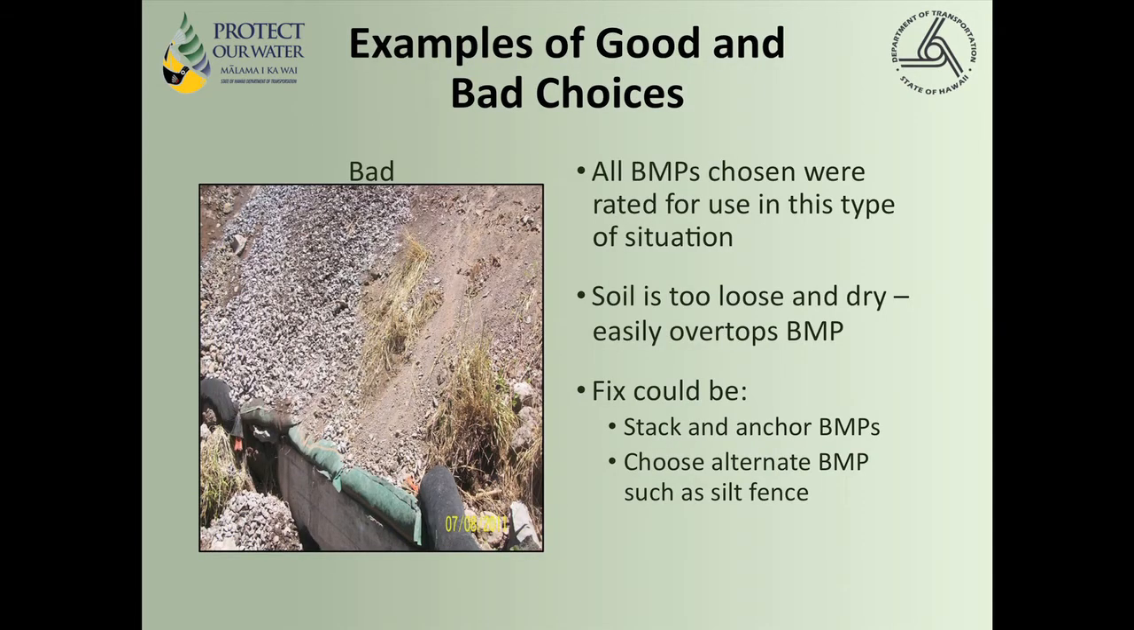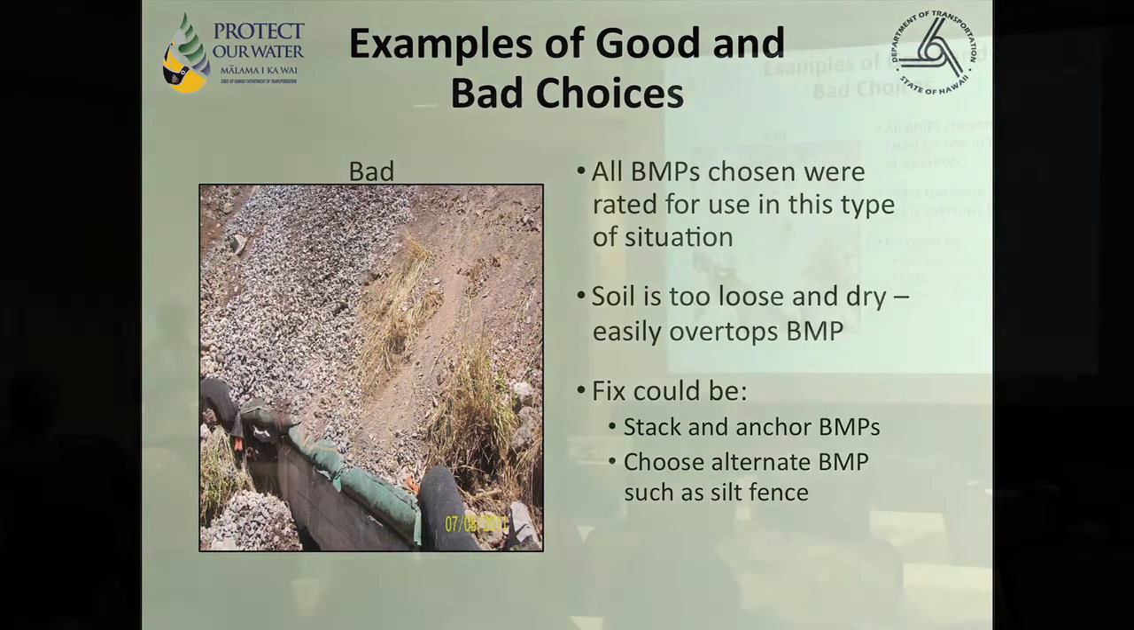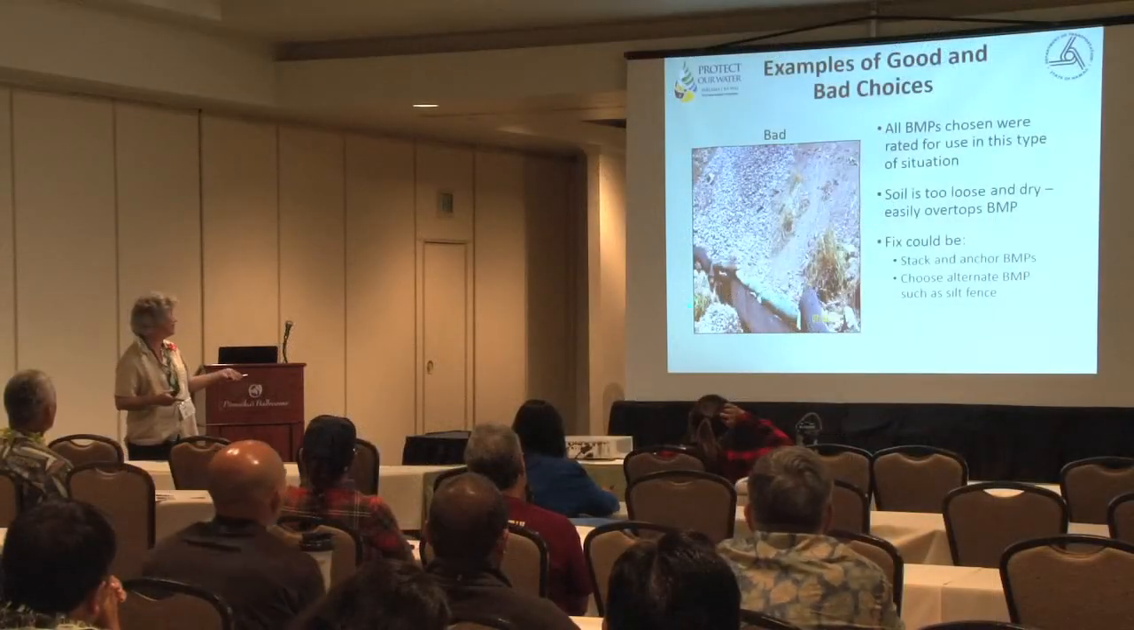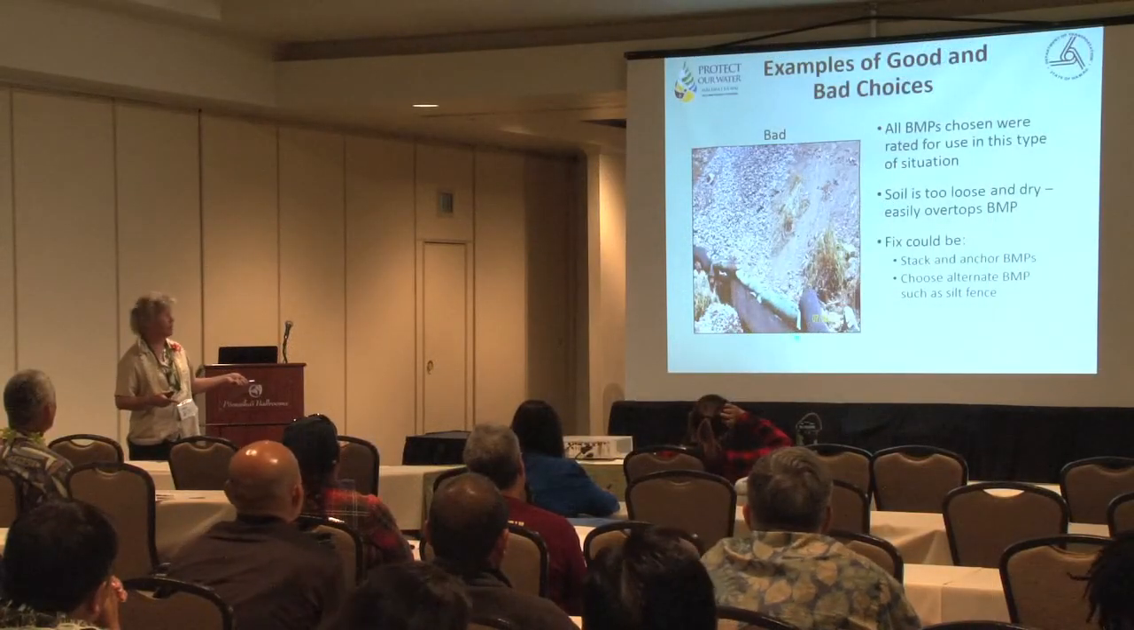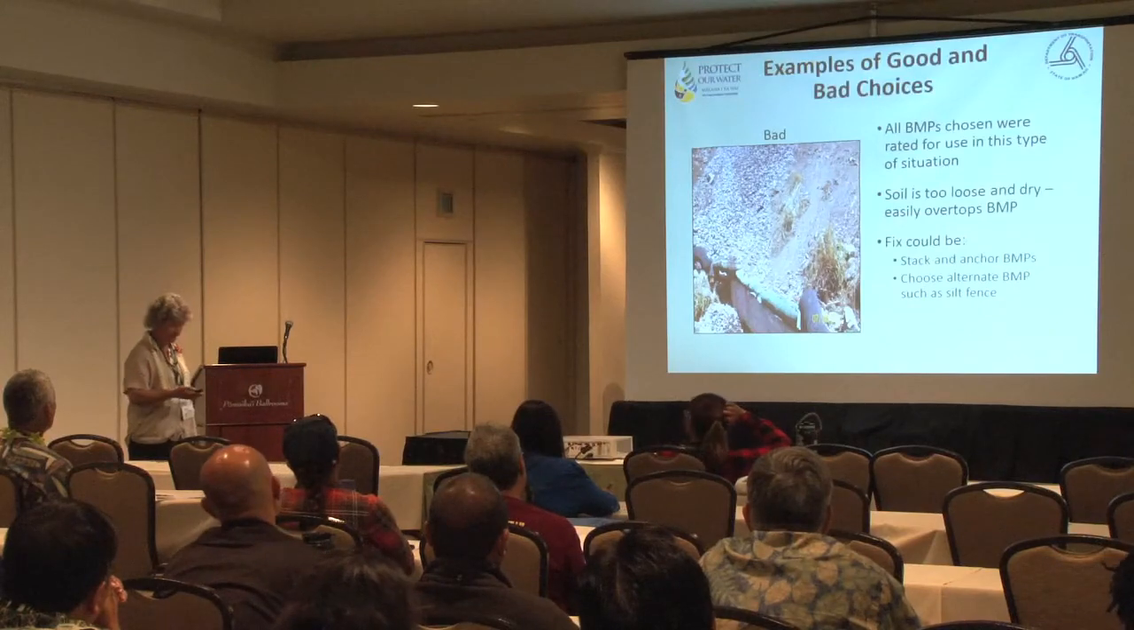Here's an example of a bad choice: biosocks and snake bags. Everybody's using biosock. A biosock at the end of a slope does not work well. In this case, we had a very unstable slope, a very steep slope. Notice the pile here. That's an inlet.